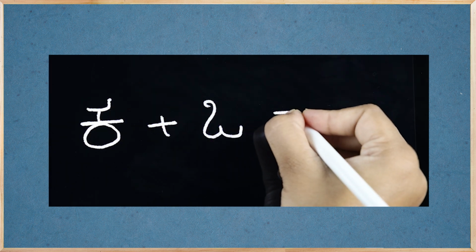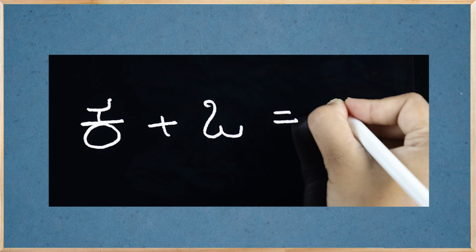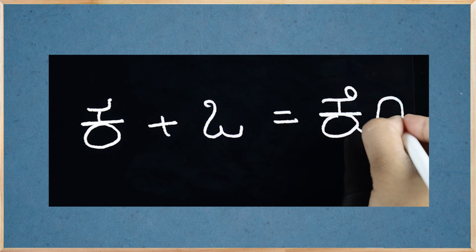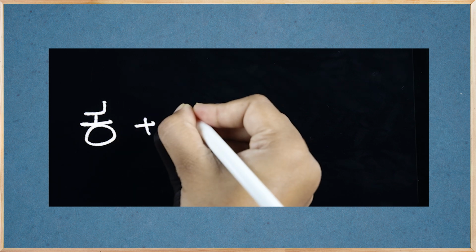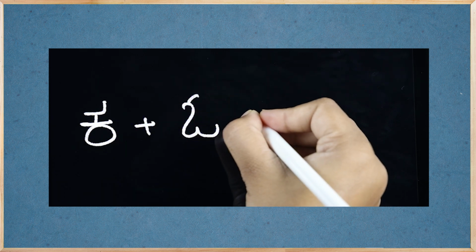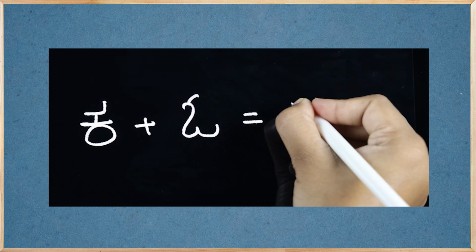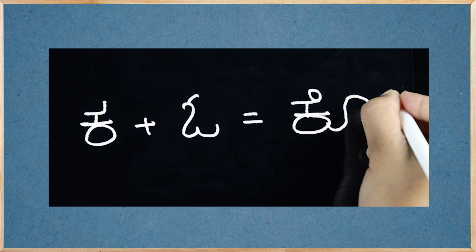K plus O becomes Ko. The vowel O results in the sound ko. K plus O becomes ko. Adding O lengthens the sound to ko.